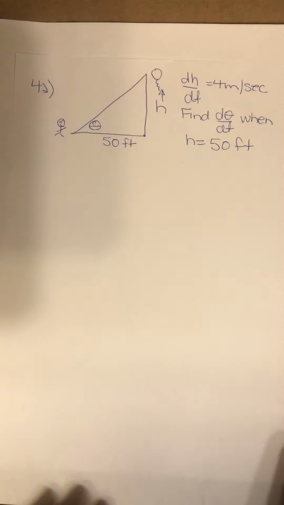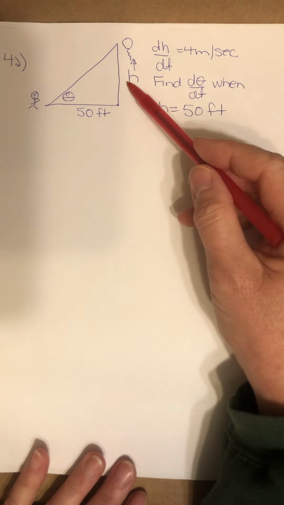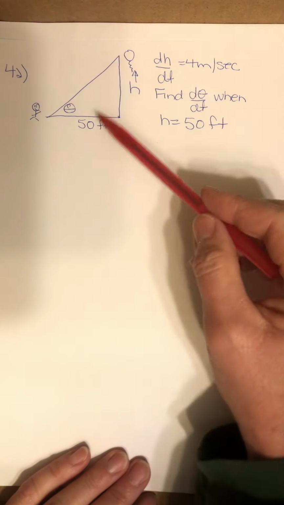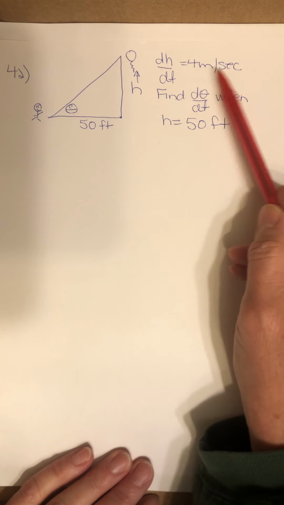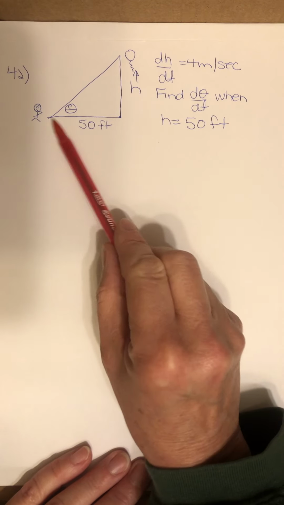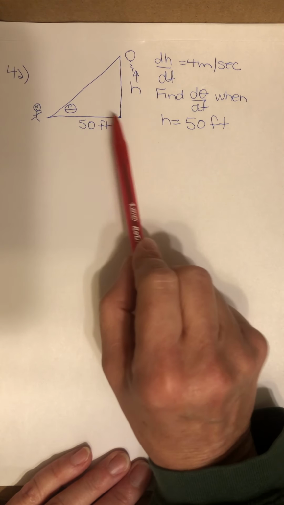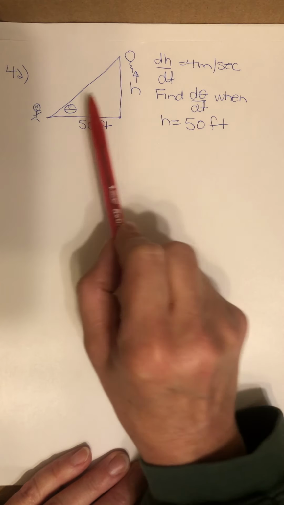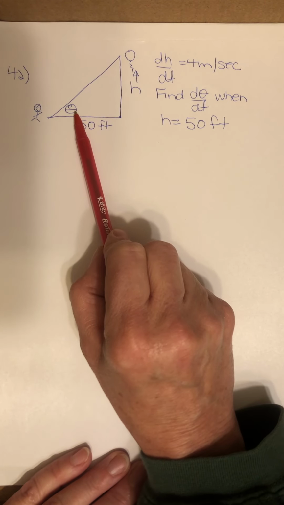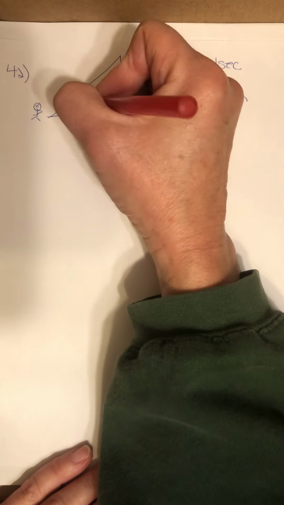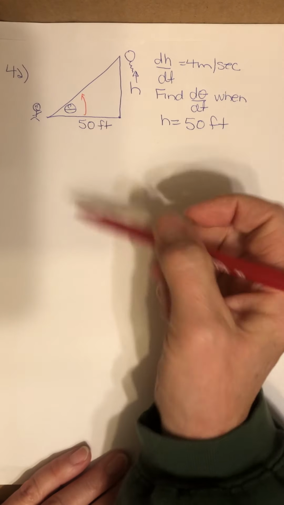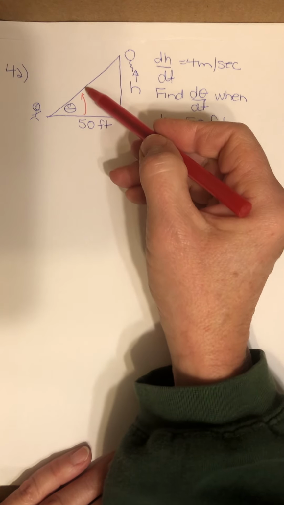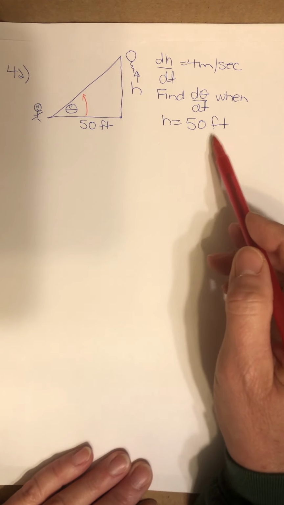Let's move on to number 42. There is a balloon rising in the air. I called this a height. And they said that the height that the balloon is rising is 4 meters per second. And they told us that an observer is 50 feet, so that stays constant in the problem, from the point where the balloon left the ground. And they want to know what is the rate of change of the angle of elevation, d theta dt, right? Because notice that this person right here is looking upward, right? His angle is changing as time goes by. When h equals 50.